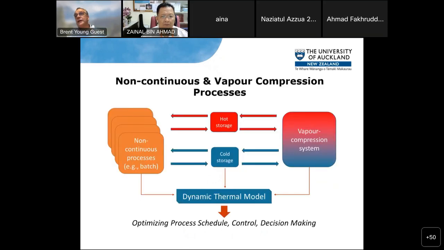So we have a PhD student who's working on particularly process control of heat pumps, so non-continuous and vapor compression processes. This is something that hasn't received a lot of attention in the literature or even in industry. Industry doesn't quite know how to control these systems, and so there's lots of things we can do in this area.